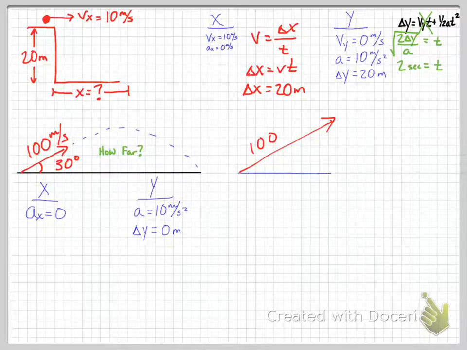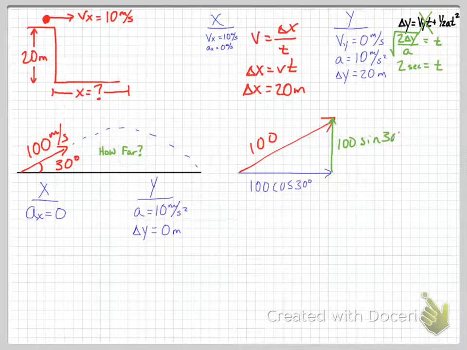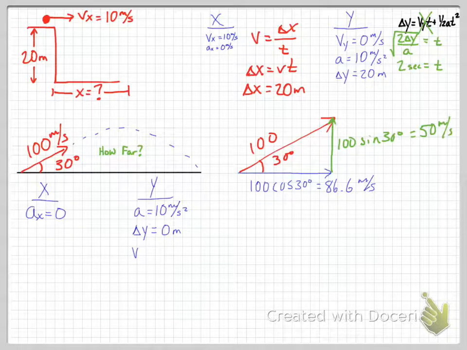So we have to split the velocity vector of 100 meters per second into its horizontal and vertical vectors, its components basically. So we have 100 cosine 30 and 100 sine 30 based on the angle of 30 degrees. And I get our velocity in the x direction to be 86.6 meters per second and our velocity in the y direction to be 50 meters per second. And we'll take those velocities and plug them into our givens. So velocity in the y direction is 50 meters per second up.